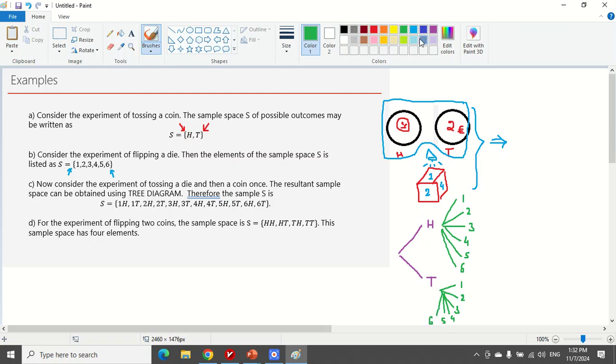Because of that, we can consider these one by one. The first one is head and 1, which I wrote as 1H, meaning we have 1 and H. Then we have 1T, meaning the coin is tail and the number is 1. Then 2H, which is this part of the diagram. This is the tree diagram that I talked about. 2H, 2T, 3H, 3T, 4H, 4T, up to 6H, 6T.